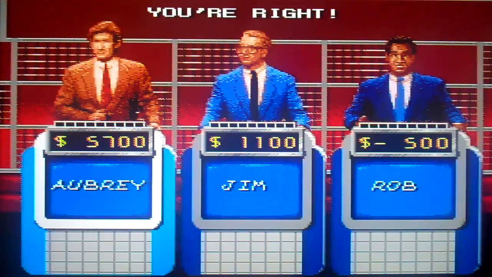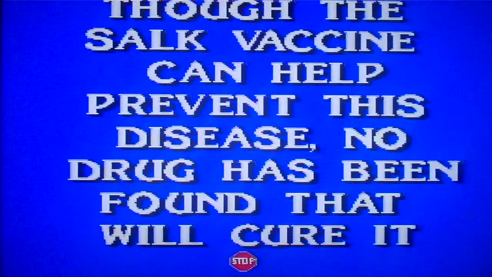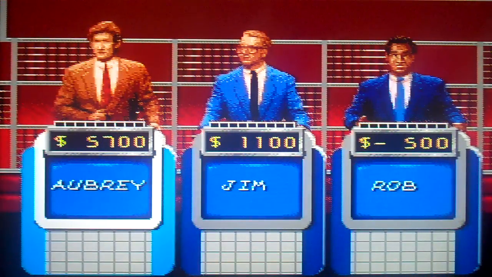Let's take medicine for 400. The answer is: Though the Salk vaccine can help prevent this disease, no drug has been found that will cure it. What is polio?